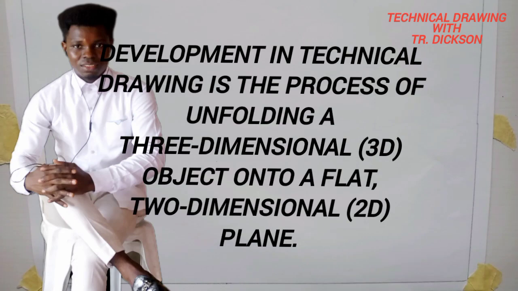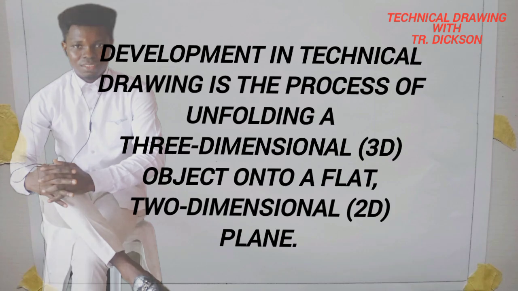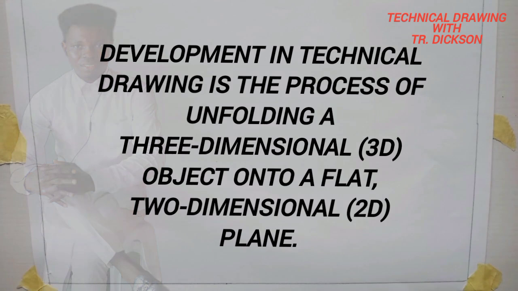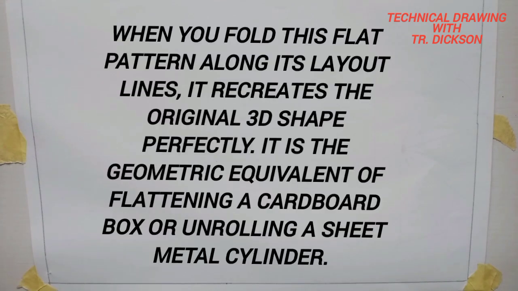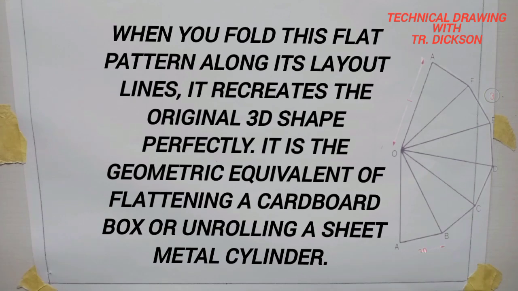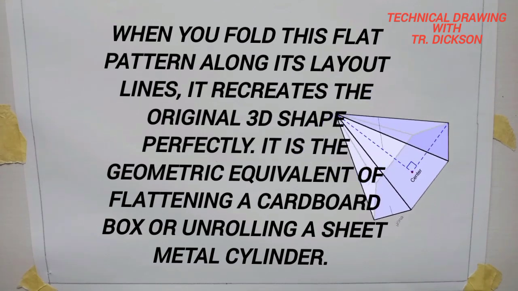Today we're going to take a look at the development of objects in technical drawing. What do we call development? Development in technical drawing is the process of unfolding a three-dimensional object onto a flat two-dimensional plane. All right. Now when you unfold this flat pattern along its layout lines, it recreates the original 3D shape perfectly.